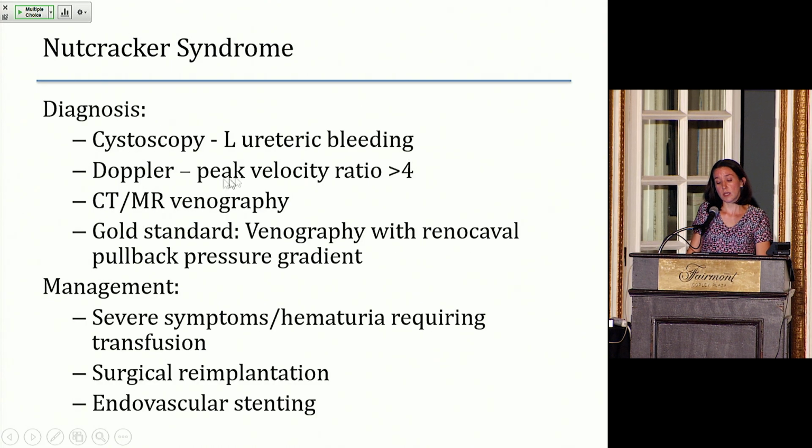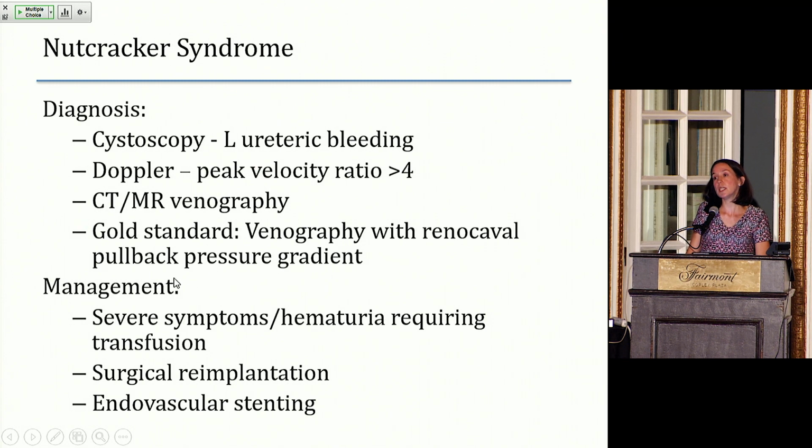The diagnosis: you'll see this left-sided ureteric bleeding on cysto. On the Doppler, you may see an abnormality, or on the CT MR venography, but the gold standard is checking the gradient across that left renal vein, where you'll see an increased gradient there.